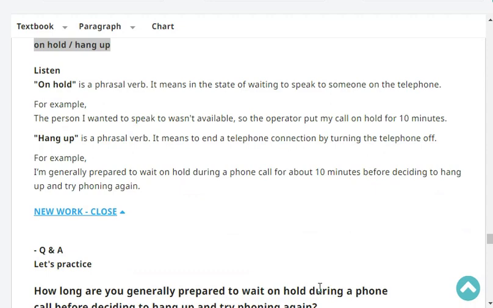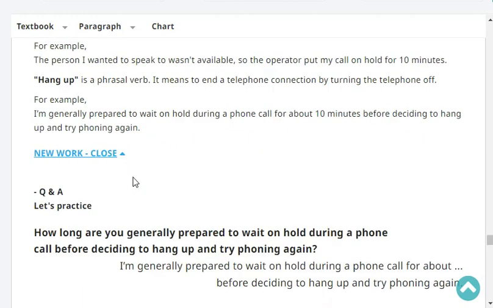Hang up is a phrasal verb. It means to end the telephone connection by turning the telephone off. In our time, we put the telephone down, right? Now we just press the button. For example, I'm generally prepared to wait on hold during a phone call for about 10 minutes before deciding to hang up and try phoning again.